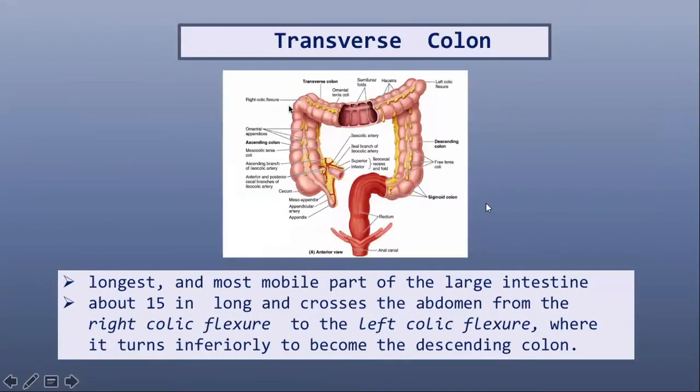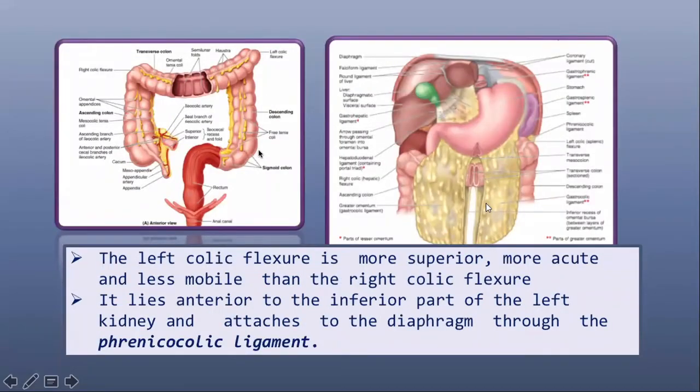This is your transverse colon. From the right colic flexure, it would now go to your left until it reaches your left colic flexure. Now, take note that the transverse colon is the longest and the most mobile part of the large intestine. It is about 15 inches long. It turns inferiorly there, more acute, becoming the descending colon. So that's your transverse colon.